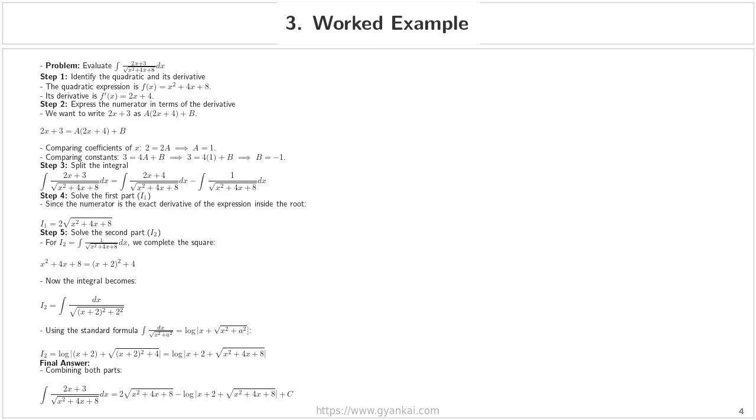plus c. Okay, let's tackle a worked example to solidify our understanding of integrating linear expressions over the square root of a quadratic. This will really bring everything we've discussed into focus.